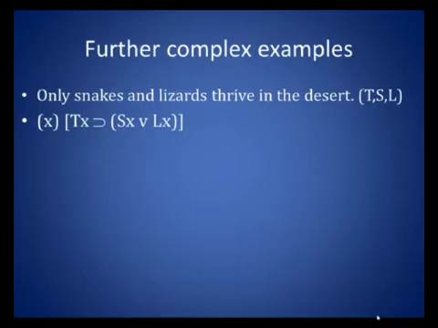Now the reason that we translate the snakes and lizards as a disjunct is because we're not saying that if you thrive in the desert, then you are a snake and a lizard. What we're saying is that if you thrive in the desert, then you are either a snake or a lizard. Okay, so I'll read this as it's translated symbolically. For all x, if x thrives in the desert, then x is either a snake or x is a lizard. Look out for these types of statements. They're a bit tricky, I understand that, but hopefully they make some sense.